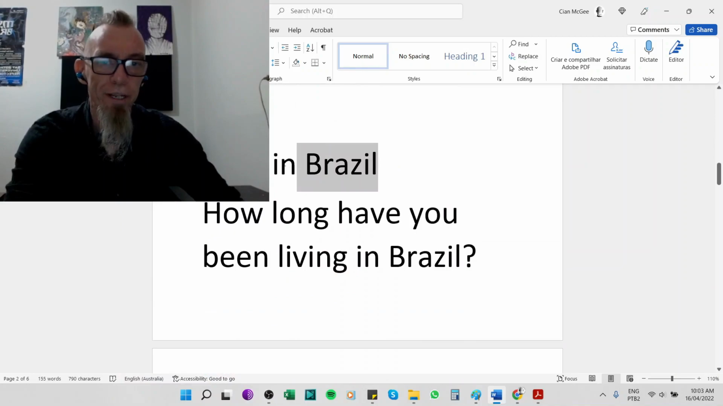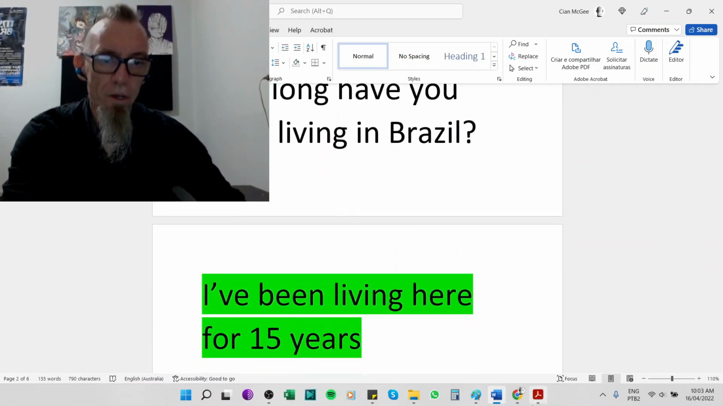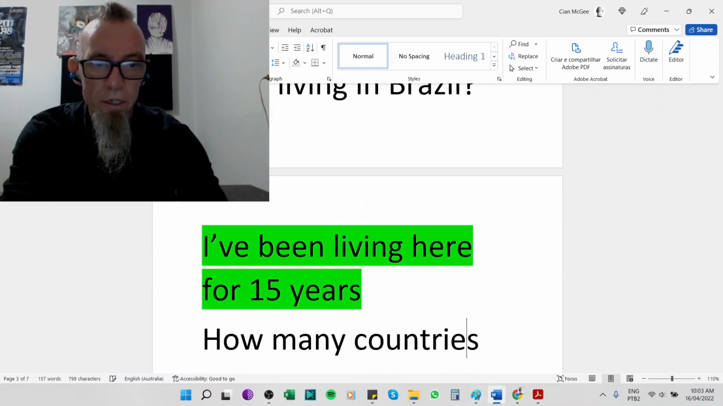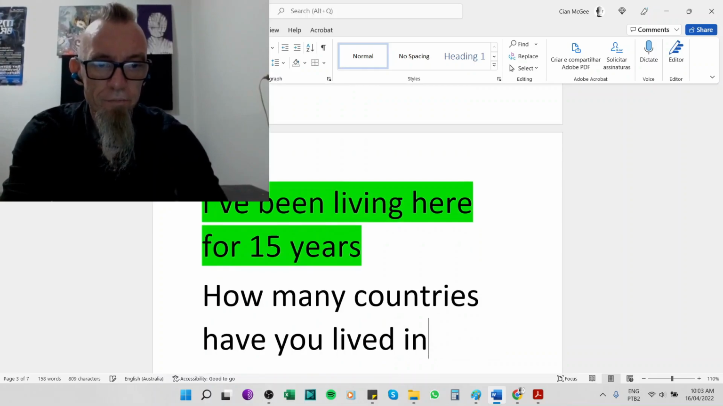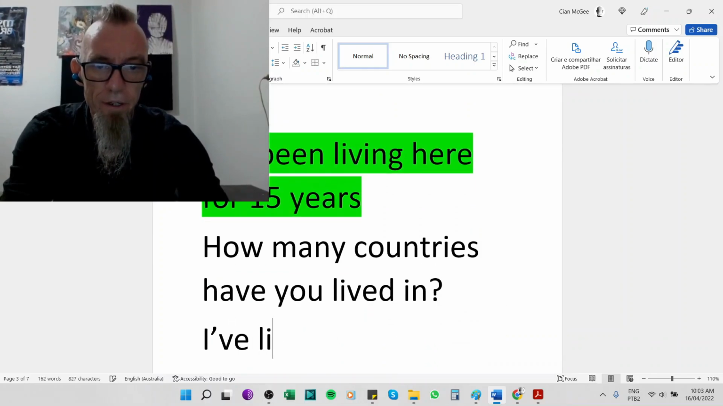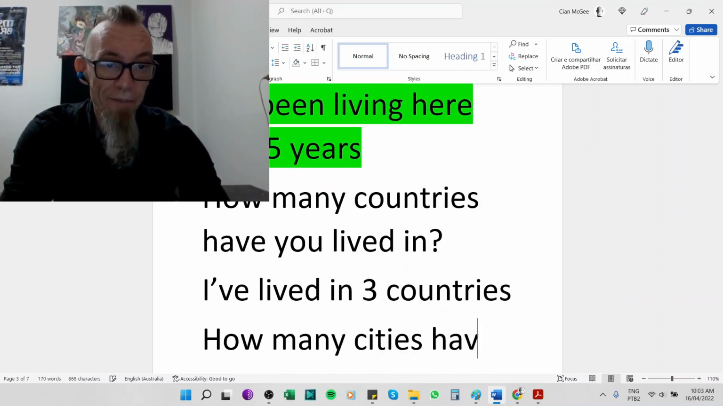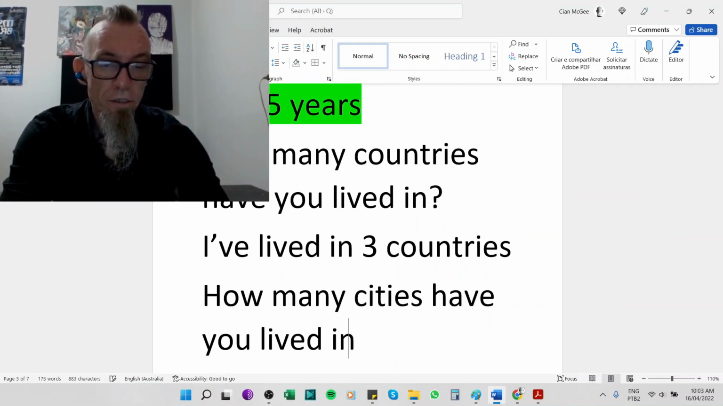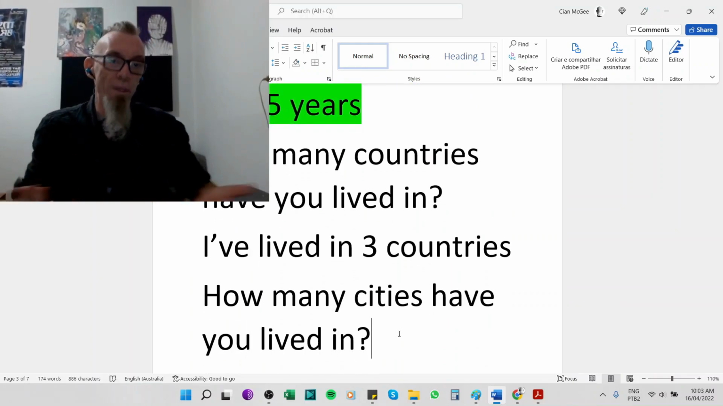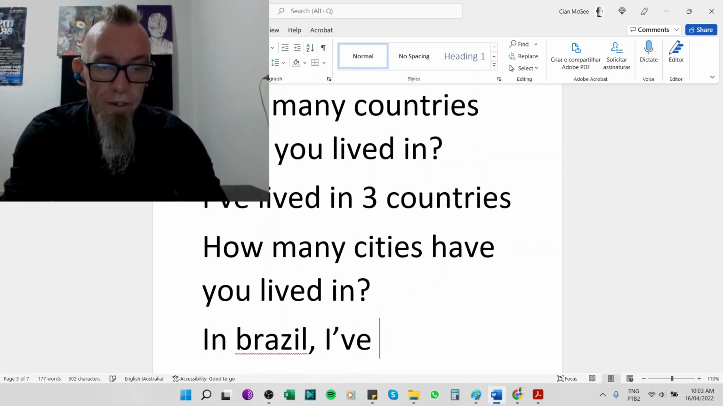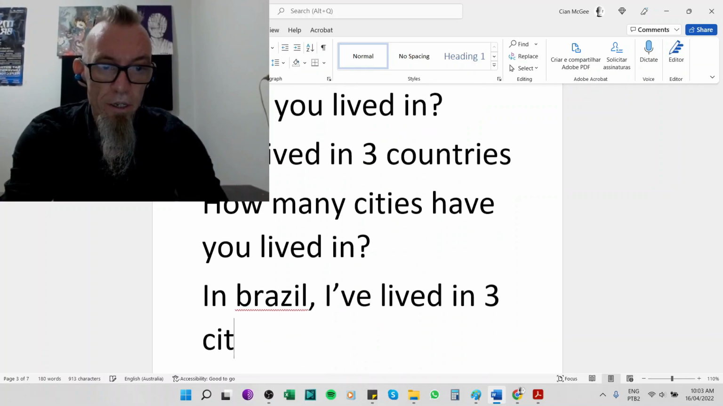And what can we measure in this object? So what is Brazil? Brazil is a country. Well, you could say, for example, how many countries have you lived in? So I've lived in 3 countries. You could say, how many cities have you lived in? And there we could talk maybe the world, or we could talk about Brazil. I can say, in Brazil, I've lived in 3 cities.